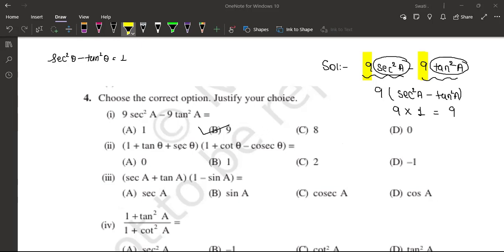1 plus tan theta plus sec theta into 1 plus cot theta minus cosec theta. You are having 4 options here: 0, 1, 2, minus 1. What do you think? How can we solve this?